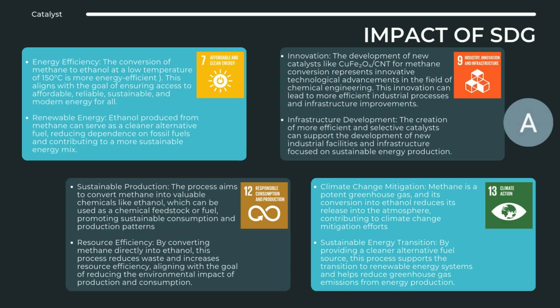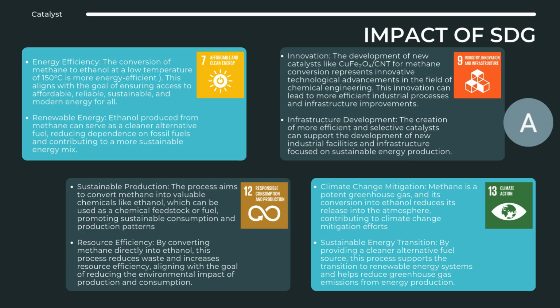The third SDG is SDG 12, which is responsible consumption and production. For sustainable production, the process aims to convert methane to valuable chemicals like ethanol, which can be used as a chemical feedstock or fuel, promoting sustainable consumption and production patterns. In the perspective of resource efficiency, by converting methane directly into ethanol, this process reduces waste and increases resource efficiency, aligning with the goal of reducing the environmental impact.